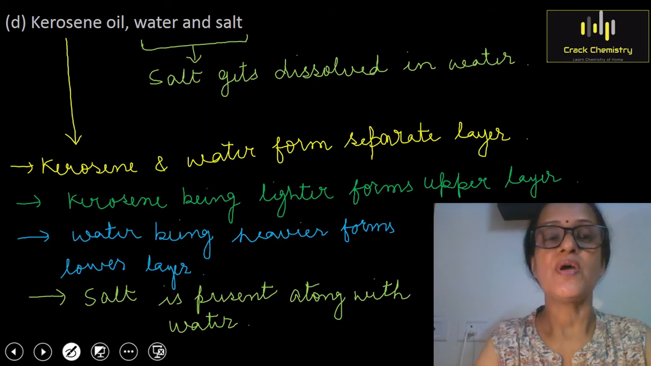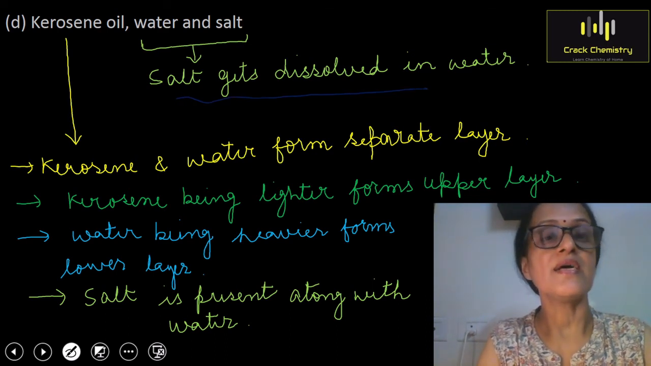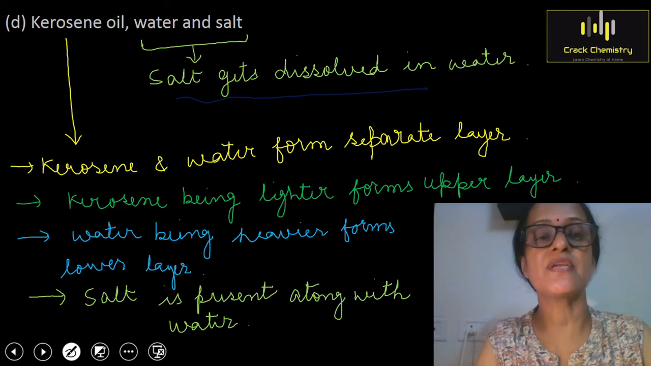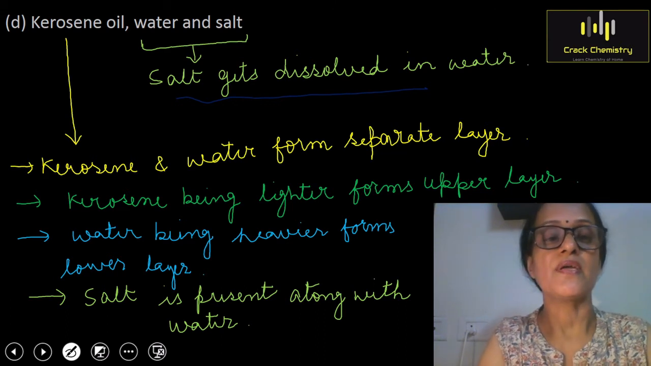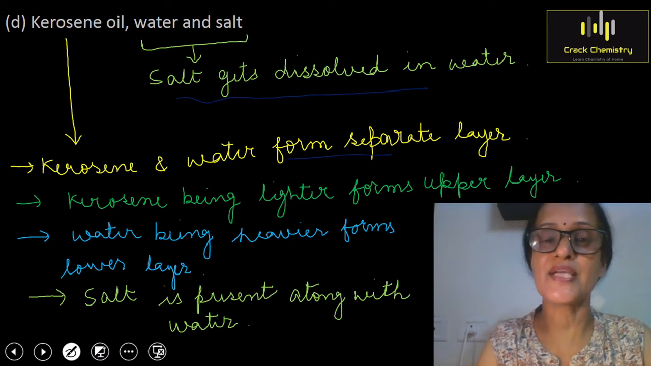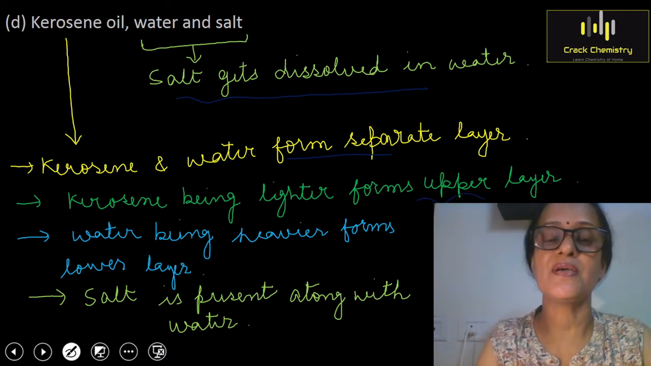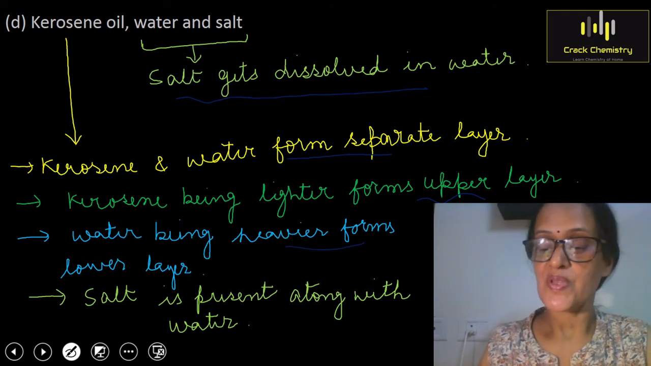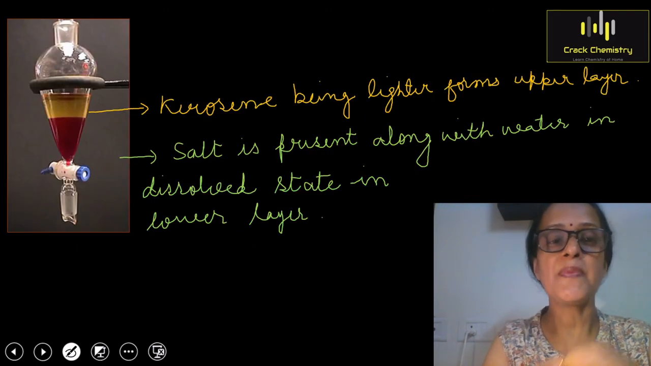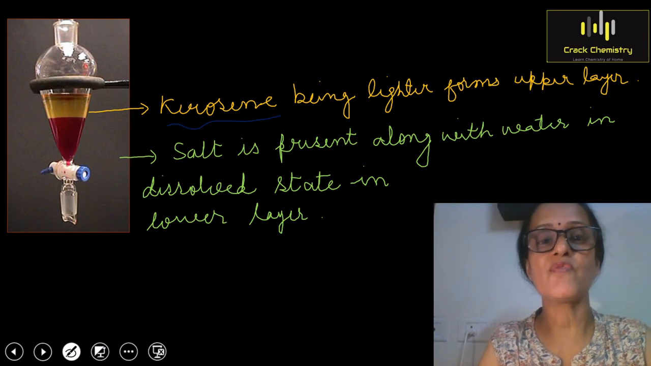So what we will do, salt will get dissolved in water, and the kerosene and salt and water will be placed in a separating funnel. So what will happen? The kerosene and water, they will form separate layers. As you know that kerosene is lighter, so being lighter, it will form the upper layer. What about water and salt? Water and salt being heavier, they will form the lower layer. So this is shown in this diagram. So the upper layer will be formed by kerosene, which is lighter, and the mixture of salt and water being heavier will form the lower layer.